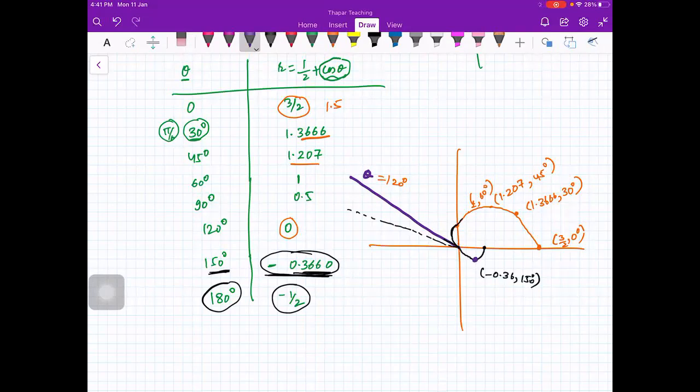So this is from theta equal to 0 to pi. Similarly, because there is a symmetry about the x-axis, you'll just plot it like this. So this is a limaçon, right? This is how the curve is being plotted. So you can plot all the other curves which are given.